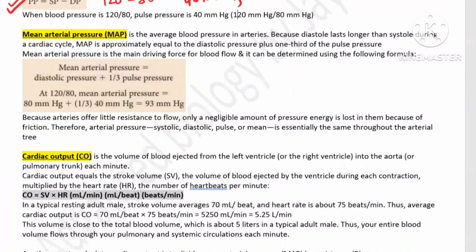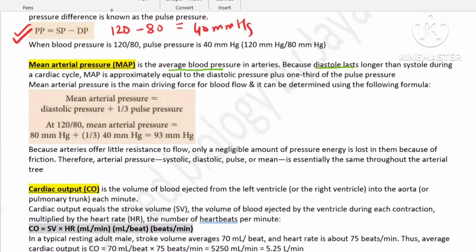Mean arterial pressure is the average blood pressure in the arteries. Diastole is for a long time. During one cardiac cycle, diastole itself is for 0.4 second. So diastole is for a longer time as compared to the systole. So it is approximately equal to the diastolic pressure plus 1/3 of the pulse pressure. So this is the formula given. Diastolic pressure is 80 mmHg, you know, and 1/3 of the pulse pressure.